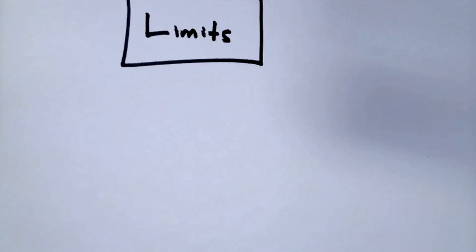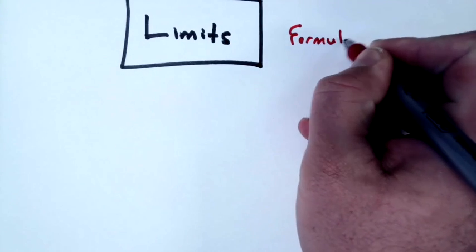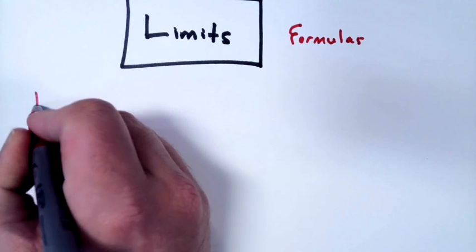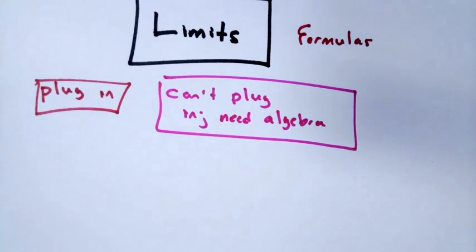So I'm going to say there are basically three different cases here. If we're working with formulas, then there's a possibility we can evaluate the limit just by plugging it in. There's another possibility, which is that we cannot plug it in, but we can do it with algebra. And then the third situation is we can't plug it in, and there's no way to do algebra, so we have to use a computer or calculator to get at it.